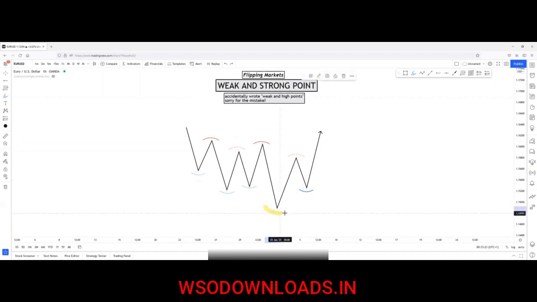After this, this will be weak because this low couldn't break above the last strong high. So this is weak. After this, high will be weak again because this high couldn't break below the last low and couldn't continue the overall structure. So this will be weak. This low will be strong because this low could break above the last high point. So this proves this is strong.